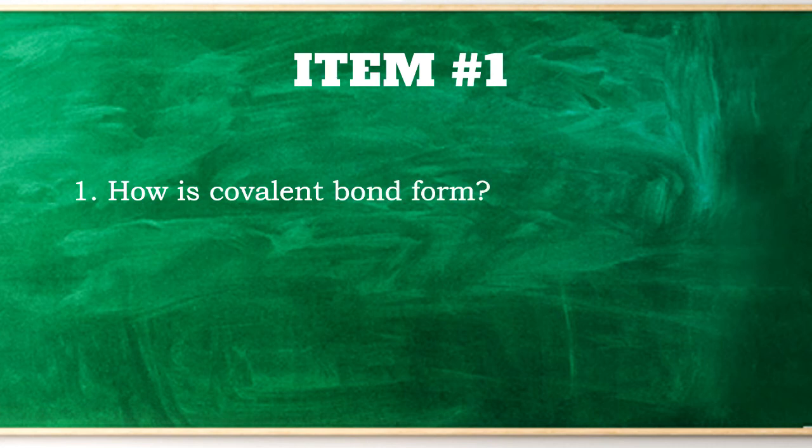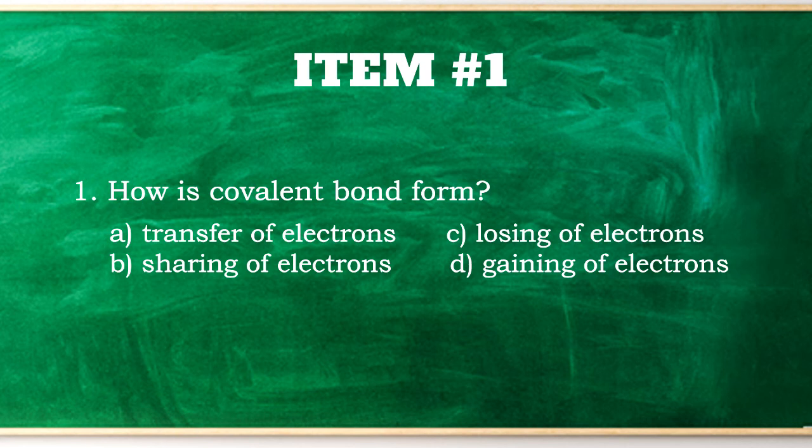How is covalent bond formed? Letter A, transfer of electrons. Letter B, sharing of electrons. Letter C, losing of electrons. Letter D, gaining of electrons. I repeat, how is covalent bond formed?